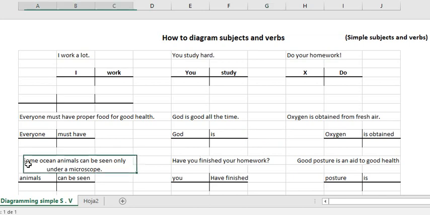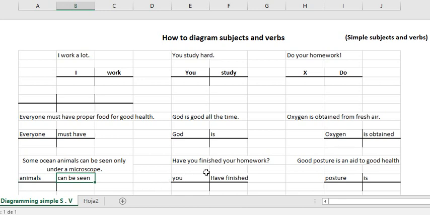Now, some ocean animals can be seen only under a microscope. Are we talking about the ocean there? Nope. Are we talking about some? Of course not. We're talking about animals. Some in this case is an adjective that answers the question how many. We're going to study that later, almost at the end of the year. So animals, and the verb can be seen.